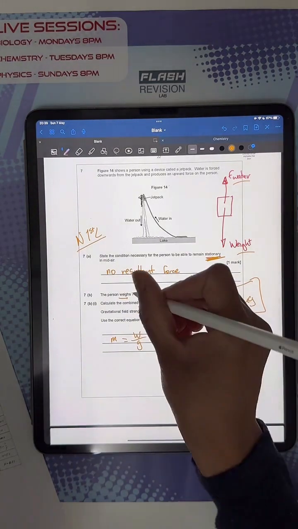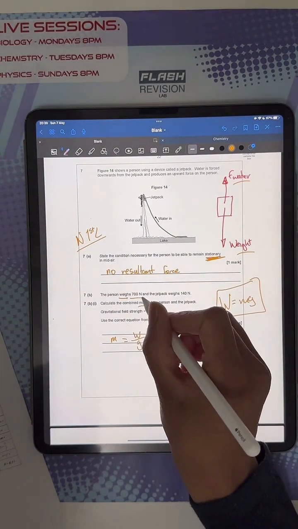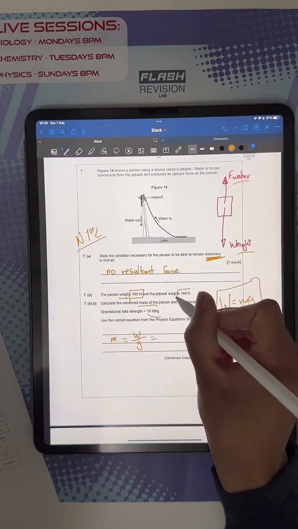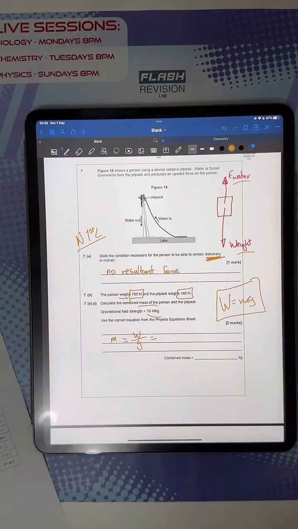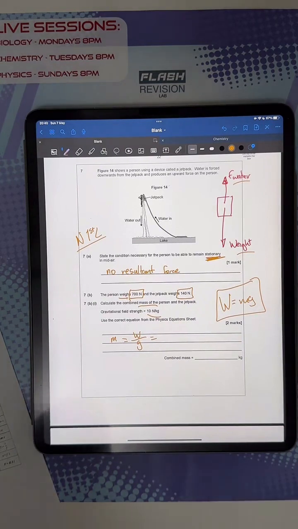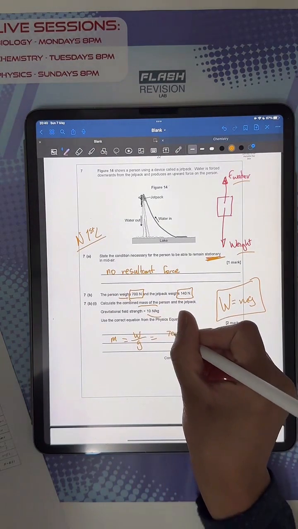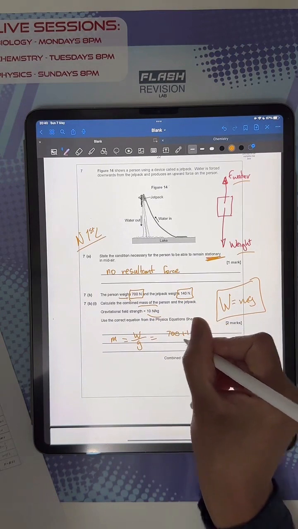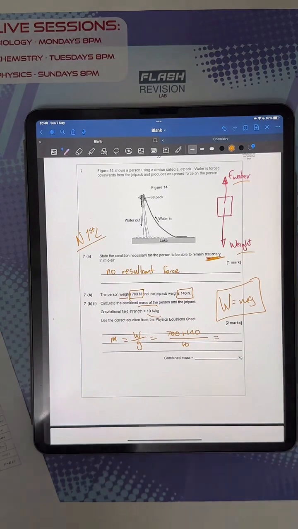So we need to sub in our weight, which people get confused because they'll think it's 700 or they'll put 140. We've got two weights here. What do we need to do with that? So we need to use W equals mg. Yeah, we need to add them together because it's a combined mass it's asking for. So we need to do 700 plus 140 divided by g, which is 10. And that gives an answer of what?